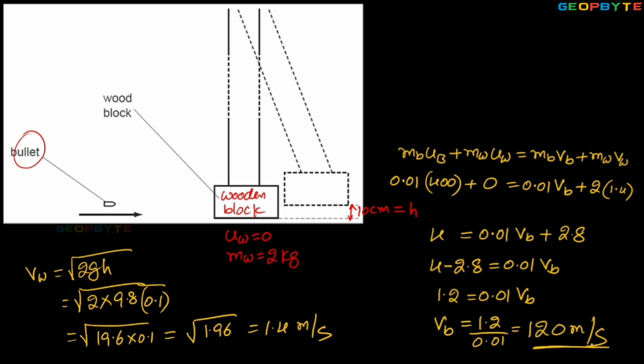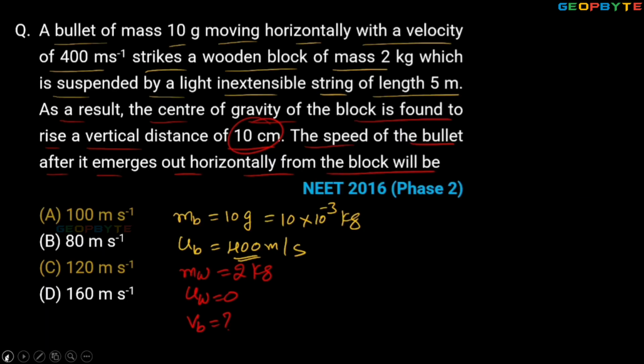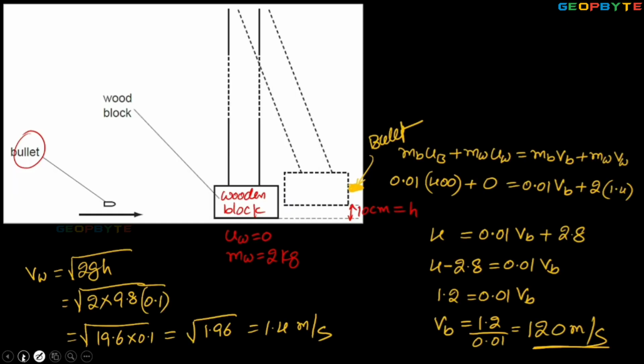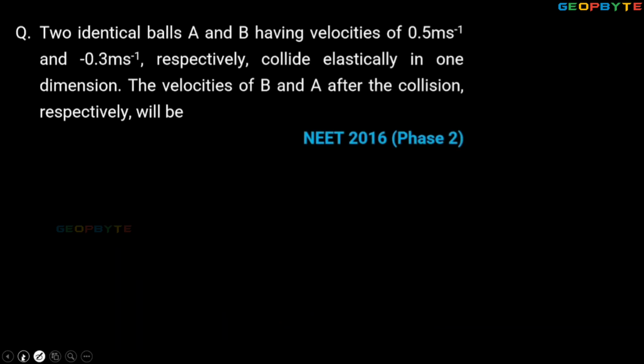With that velocity, the bullet is coming out from the wooden block. This is the bullet. That bullet is coming out with 120 meter per second. Look at the options. Look at the option C. Option C is absolutely correct. Understood clearly? Yes.